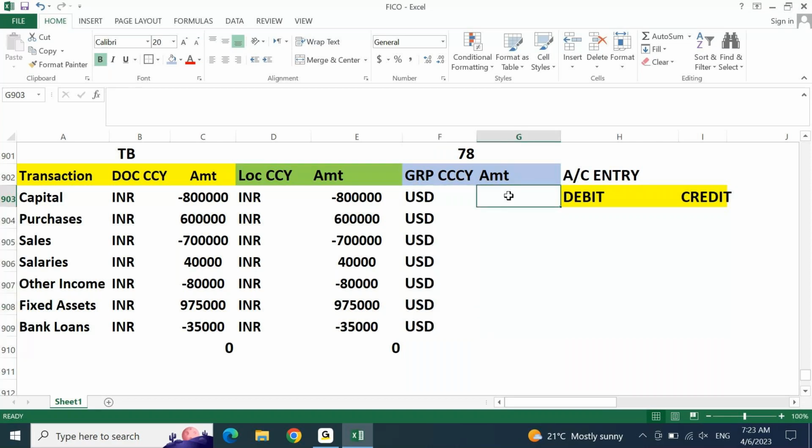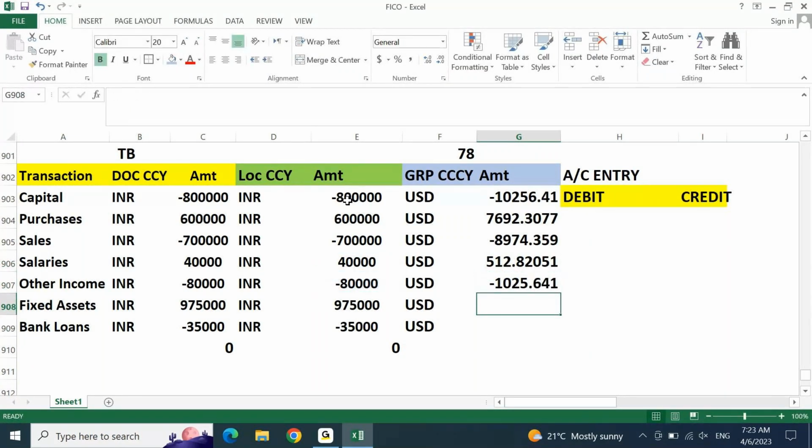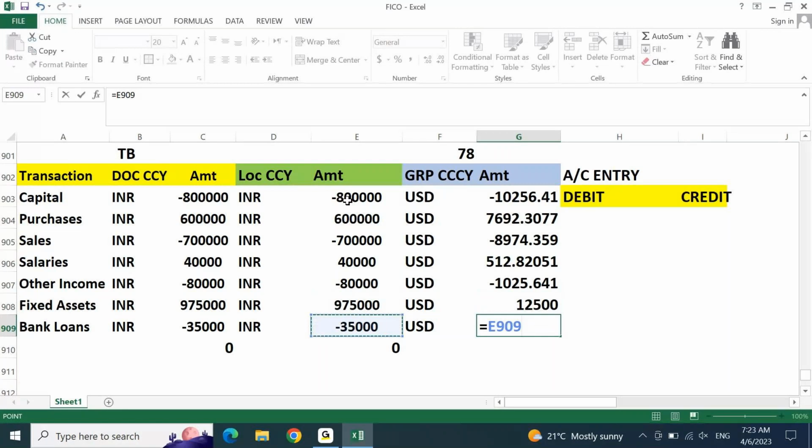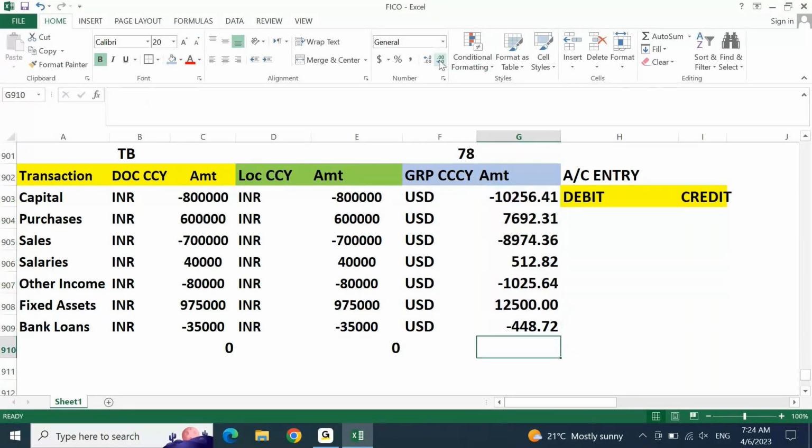So division. What is your rate? 78. So I'll take this divided by 78. Similarly, this divided by 78, this divided by 78. Clear how I'm getting these numbers? This divided by 78, this divided by 78, and then this divided by 78. Dollar is only two decimal. Make sure you are keeping only two decimals enabled. Now if I do a total, it has to become 0. Did this become 0?